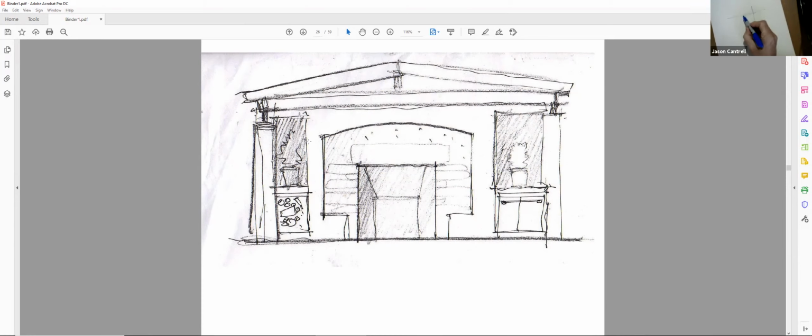I'm just going to quickly draw an Ionic capital, the volutes, and make sure the entablature, the fascia, is exactly in line with the edge of the column. Quickly draw that. Then if the sun is over here, watch what happens. You can quickly draw some shades and shadows on something very complex.